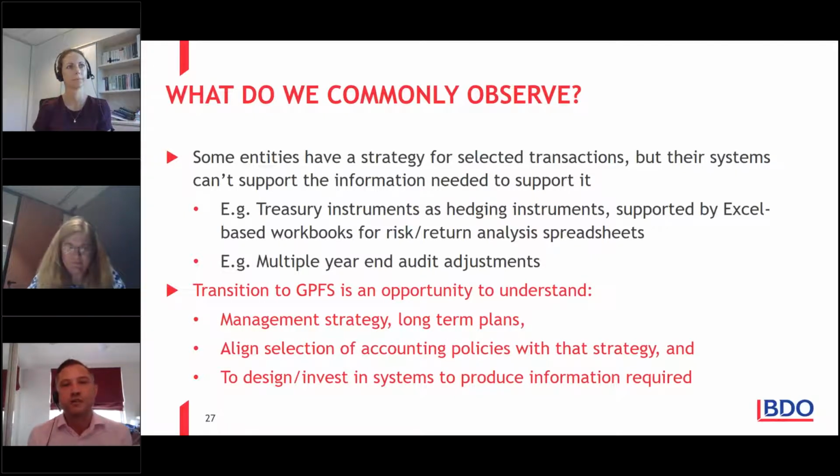And it's the same with treasury instruments and hedging and all those types of things. If you don't actually have the treasury function set up and you can't do those sorts of documentations for treasury, why would you choose a hedging strategy? But if you're going to choose a hedging strategy, have you then also decided to put the investment into your systems to support that strategy? Because if your systems can't support the information every year or every 6 months, depending on how often you prepare financials, you're going to struggle every time with audit adjustments and things go off the wagon really, really quickly.